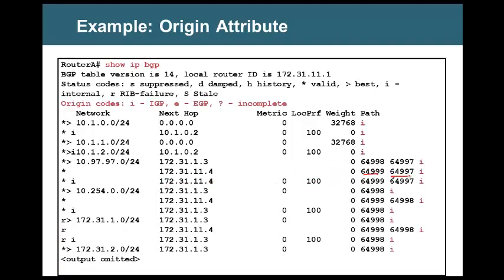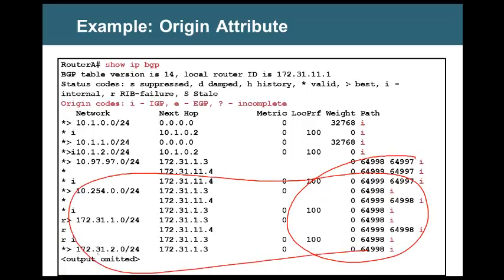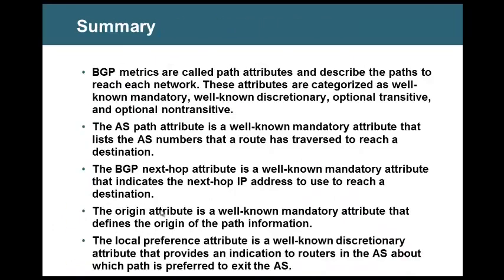This is only 1. This is coming from the next neighbor. If it is internal, there won't be an AS number. See, there is no AS number. Right. So all these are eBGP. So this is very important, and that's all about AS path.